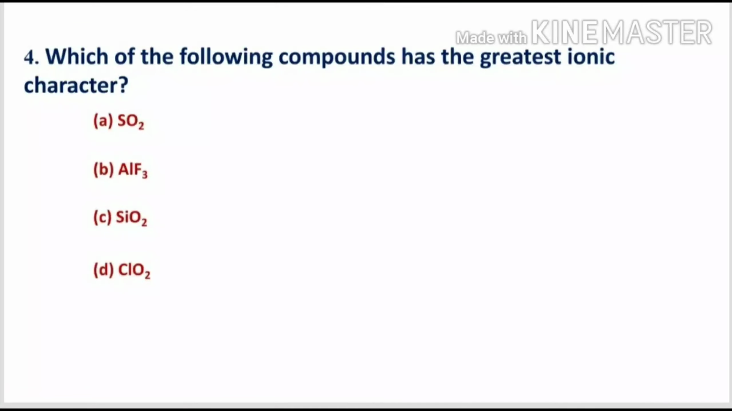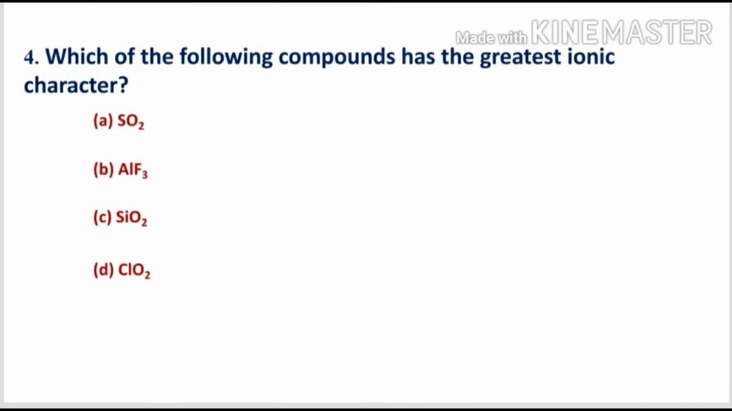The next question, number 4: which of the following compounds has the greatest ionic character? Option A SO2, option B AlF3, option C SiO2, option D ClO2. Options A and D are non-metals. Sulfur and oxygen are non-metals, and chlorine and oxygen are non-metals, so we could not expect ionic character in the bonds between them. So we neglect options A and D and go for options B and C.